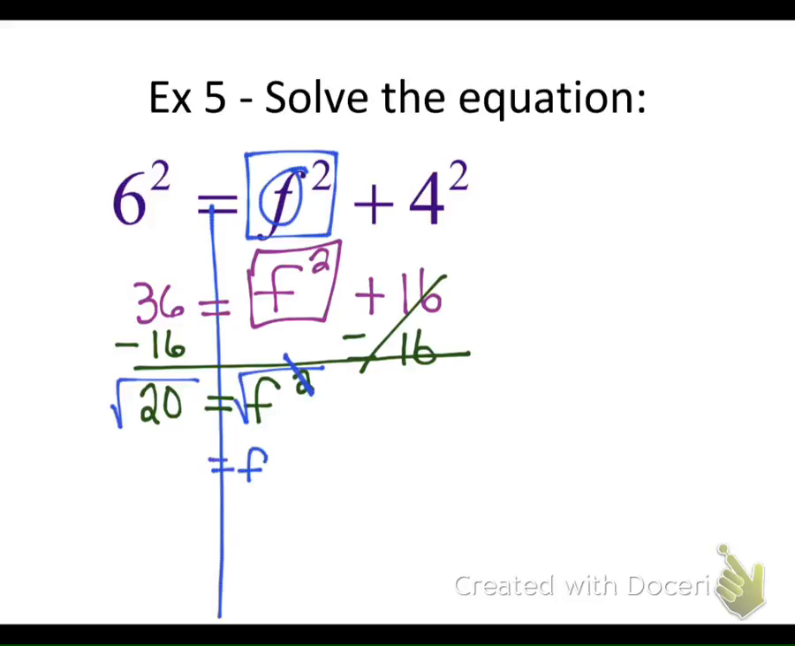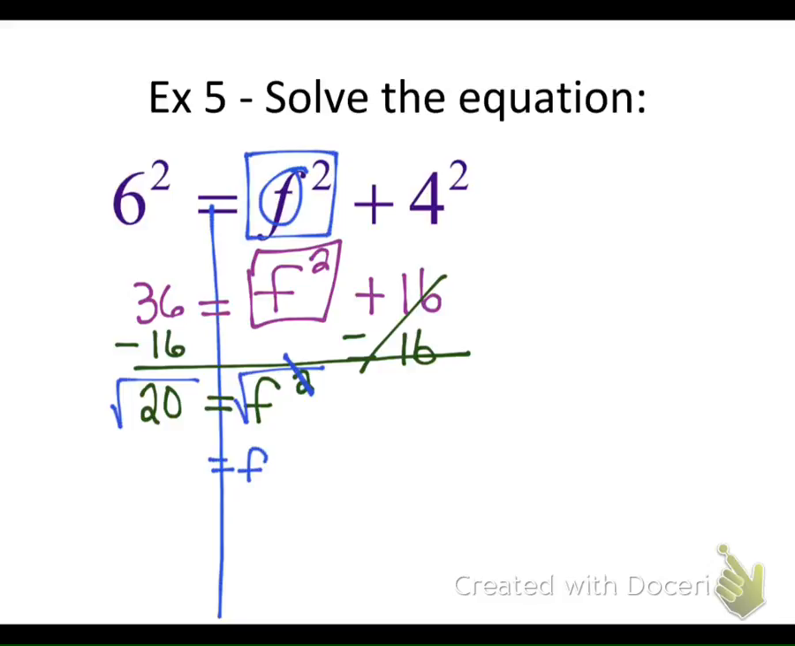What's the square root of 20? You can do 2 or 5. Is it a perfect square? No. So guess what we get to do now? We get to simplify the square root of 20.